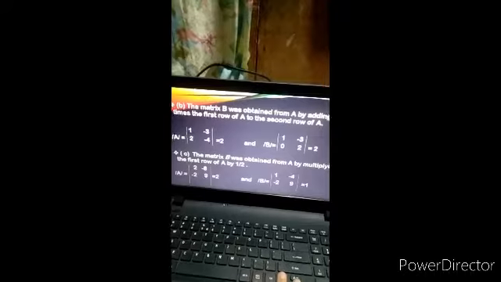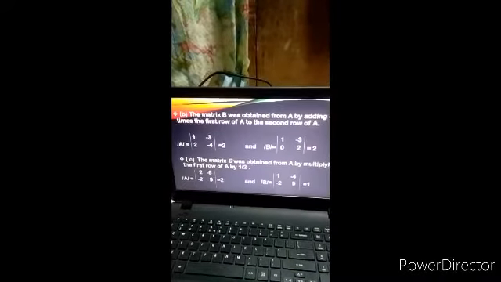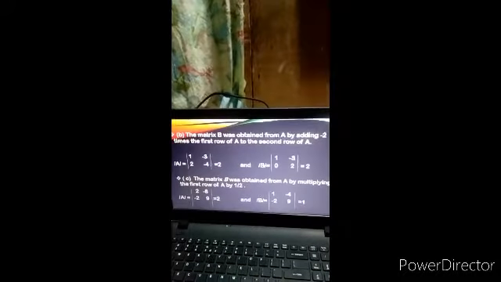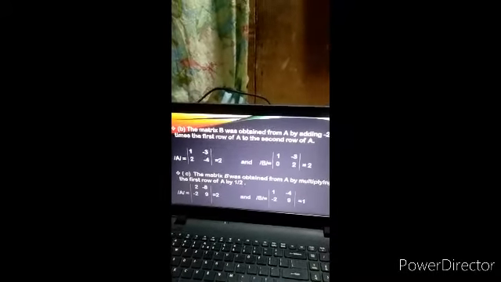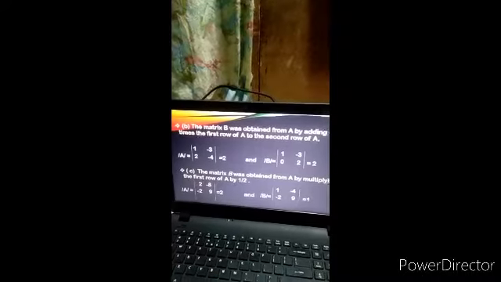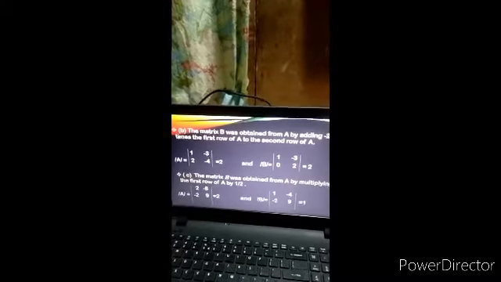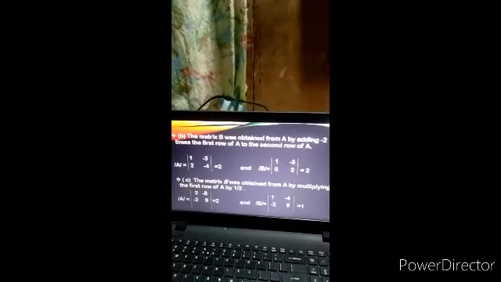Okay, next is the second effect. The second one is that the matrix B was obtained from A by adding negative 2 times the first row of A to the second row of A. So what we will do in this second effect is multiply by negative 2, then add. In matrix A, we add negative 2 times the first row to produce a new second row in matrix B.